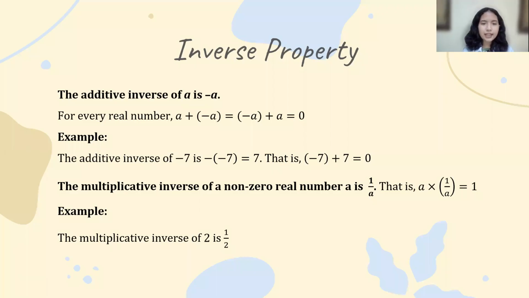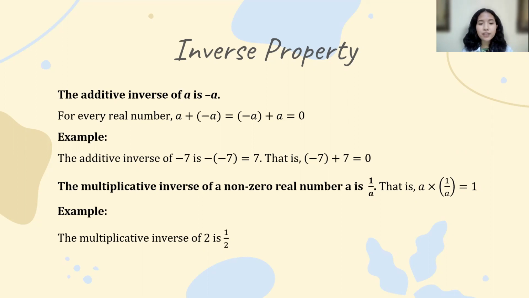And the last kind is about the inverse property. The additive inverse for A is negative A. For every real number, A added to negative A is equal to negative A added to A is equal to 0. For example, the additive inverse of negative 7 is negative 1 times negative 7, which is equal to 7. That is negative 7 added to 7 is equal to 0.